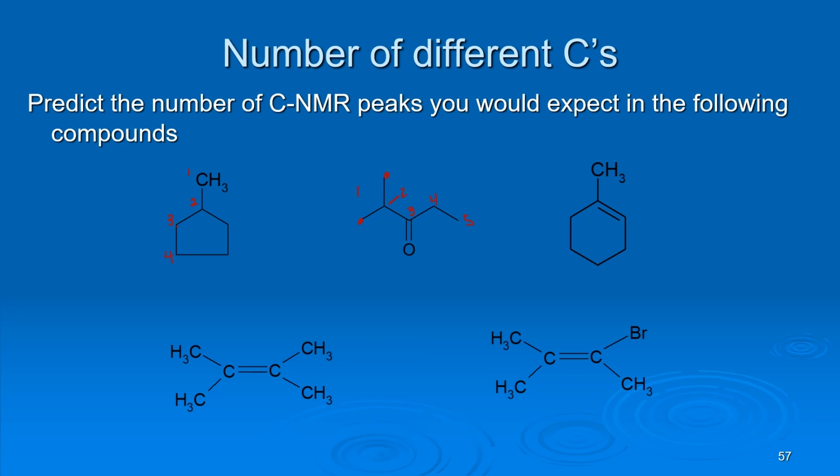Now, having said that, peak 2 and peak 4 are probably going to be pretty close to each other. They may even overlap a little bit, but they may be distinct peaks. So you would expect 5 distinct peaks.